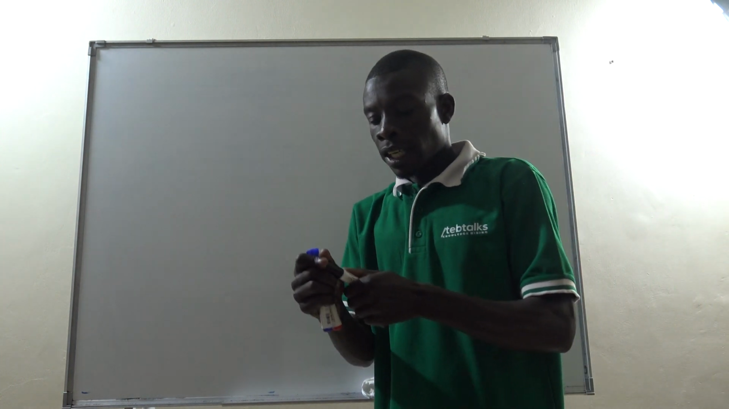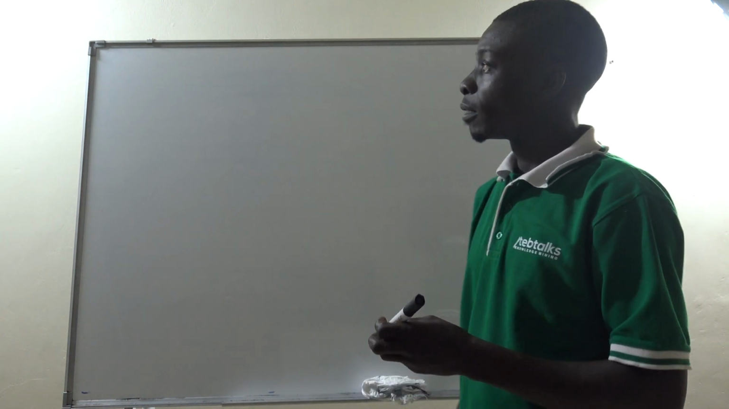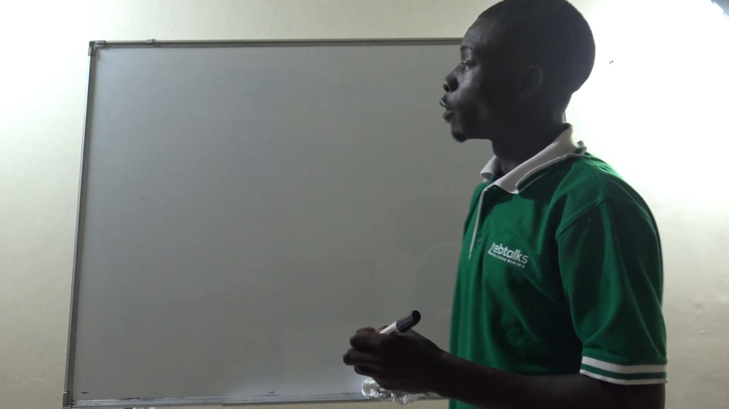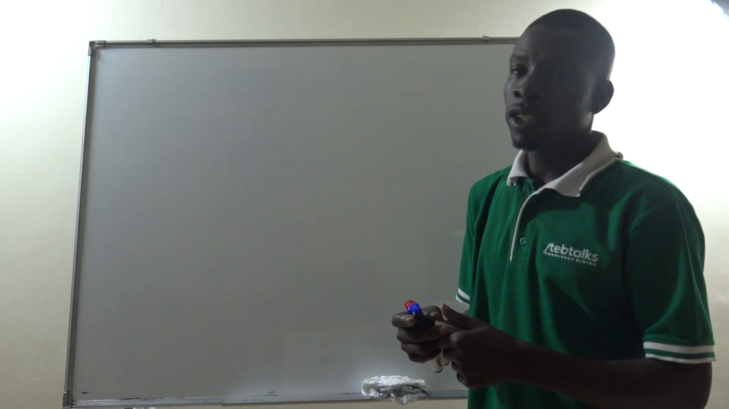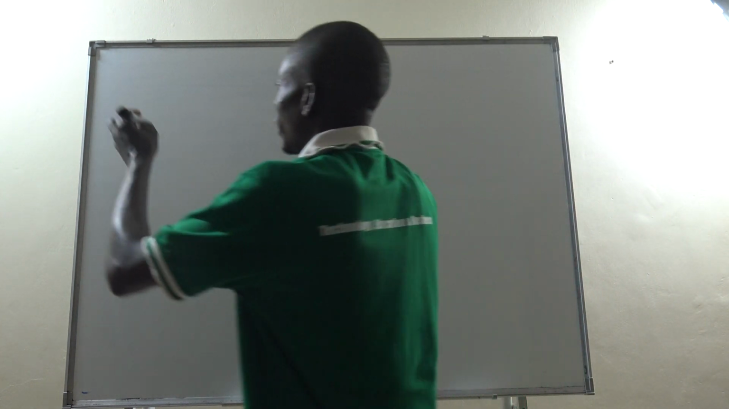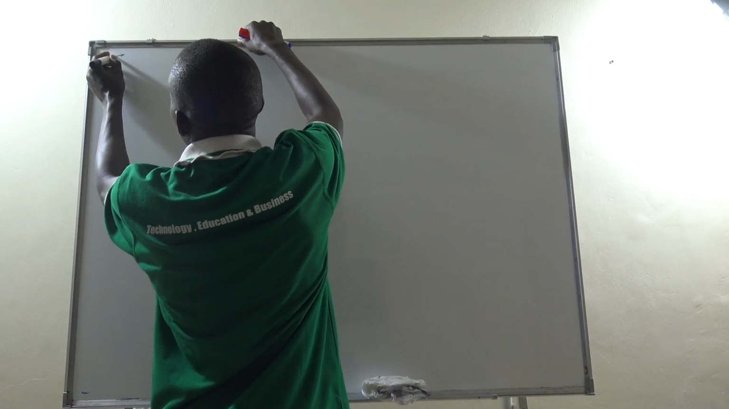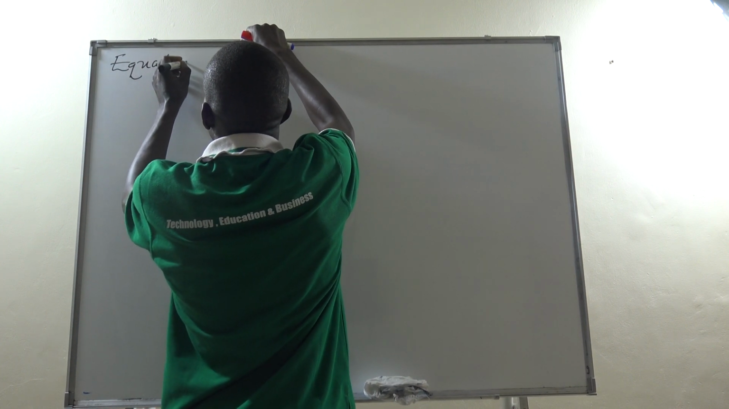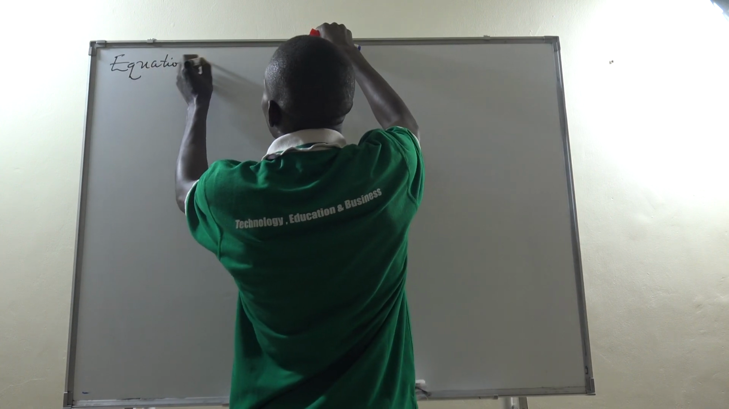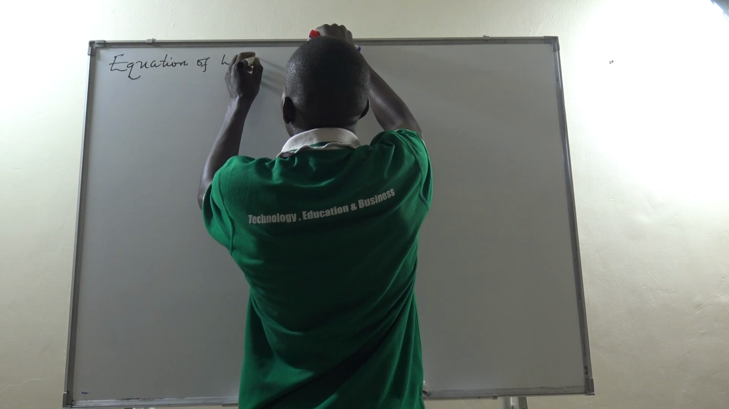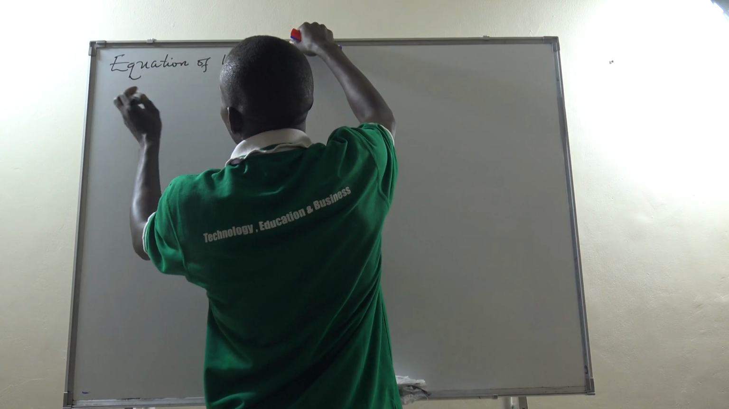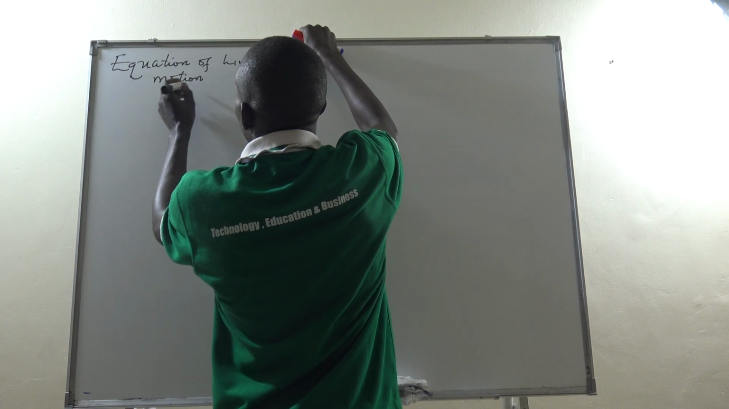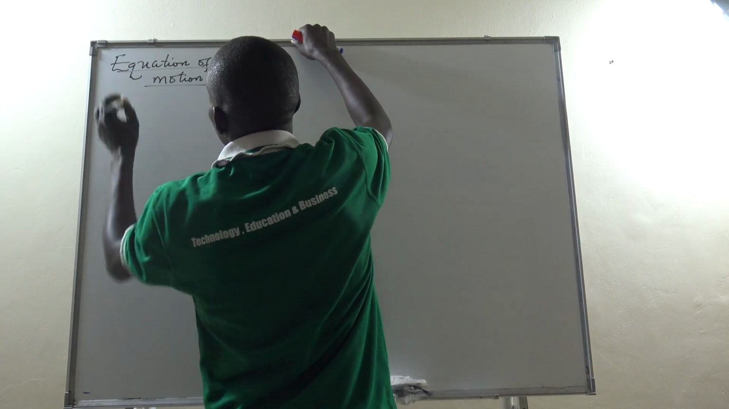So, guys, we had looked at graphs of linear motion, and that is the velocity-time graph. Now, let's look at another concept, which is the equations of linear motion. Equations of linear motion. Is that okay?